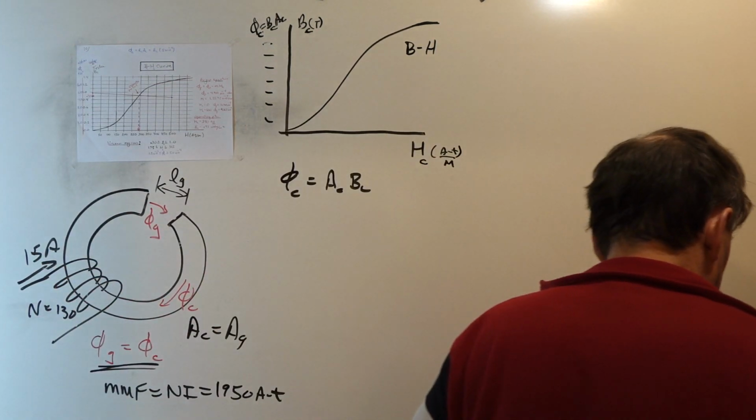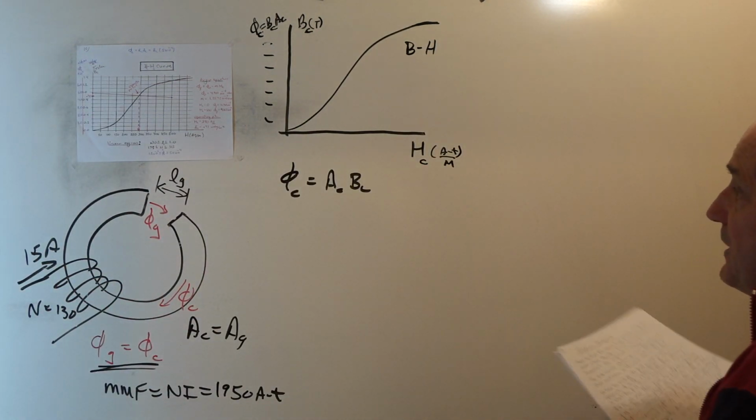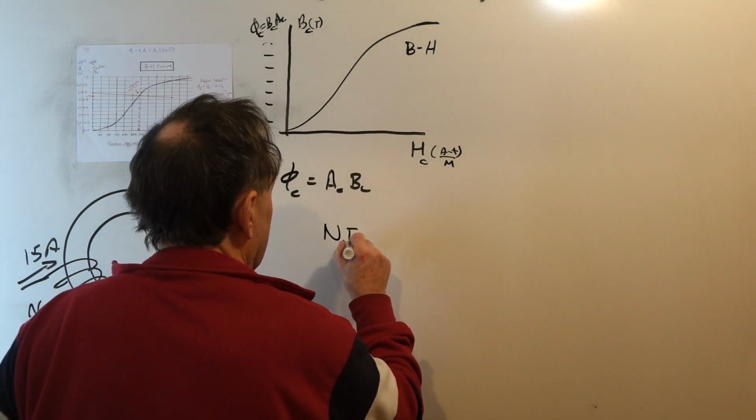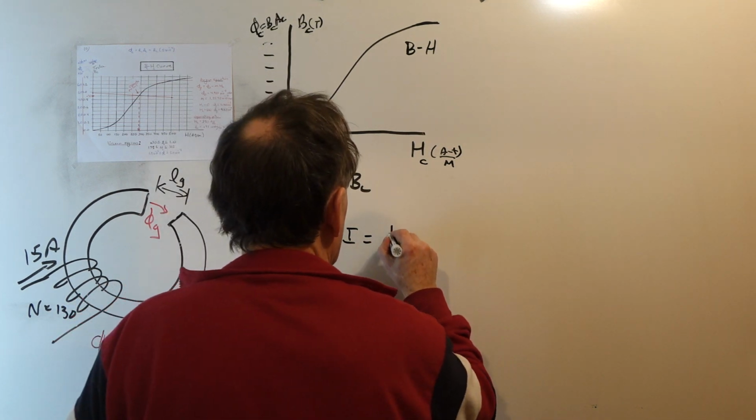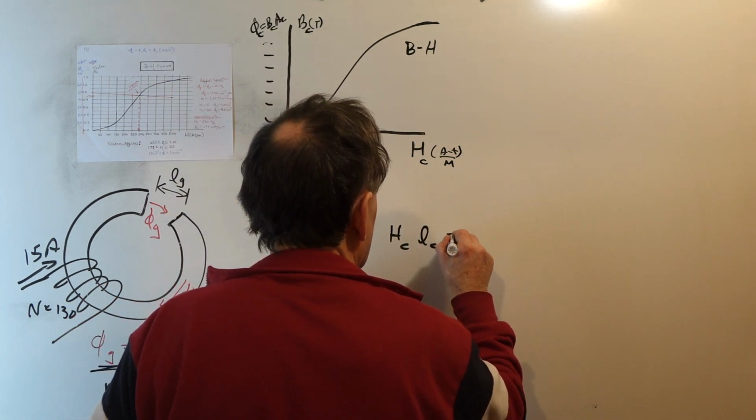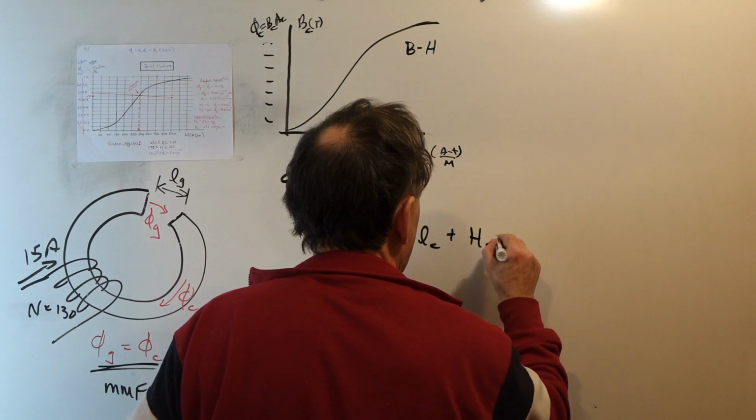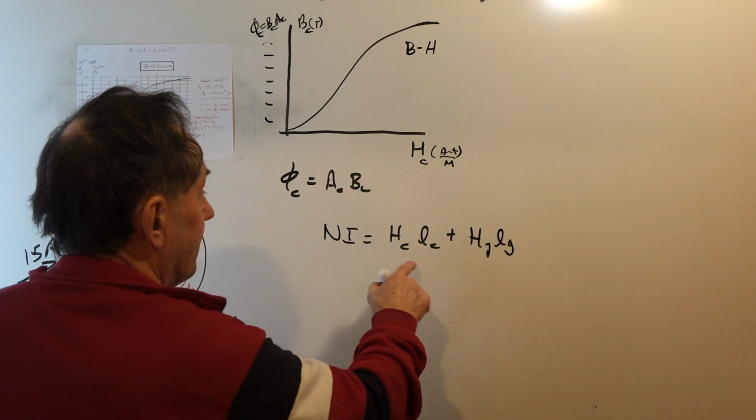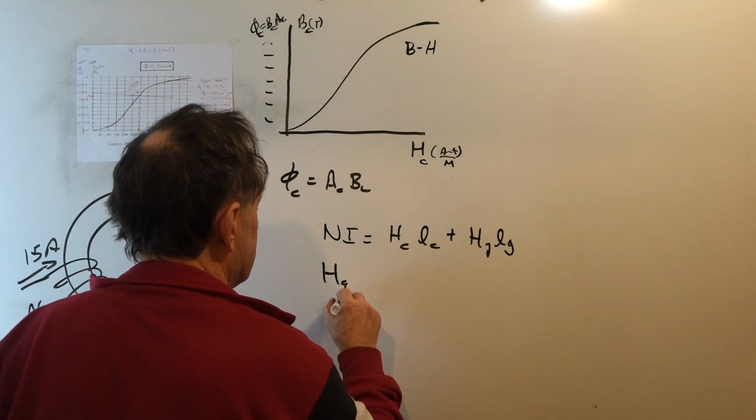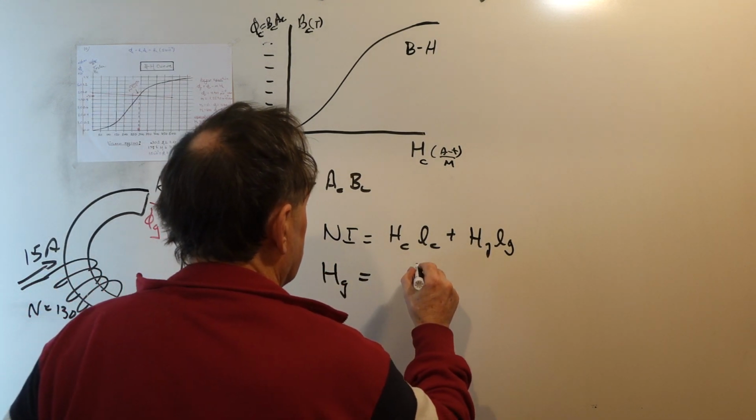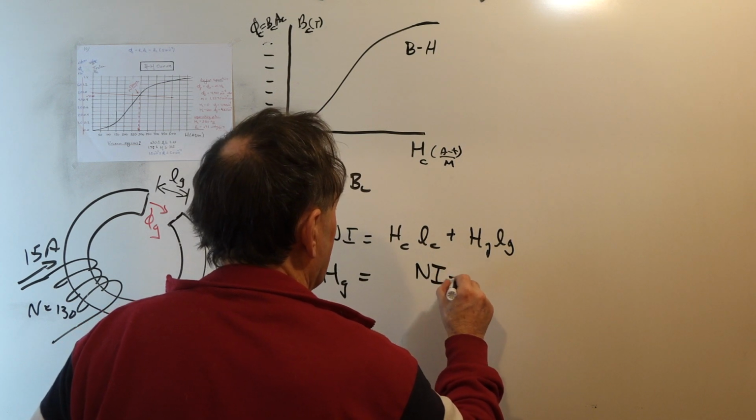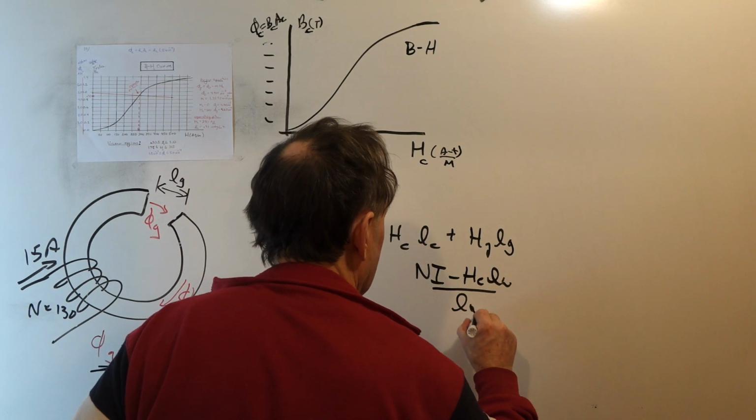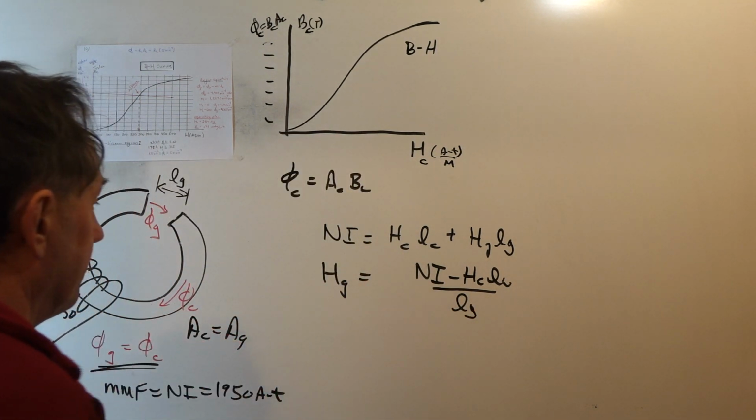And we need to find an expression for that. And the way we do that is we start with Ampere's law. We have Ni is equal to the H in the core times the length of the core plus H in the gap times the length of the gap. Let's solve for Hg, that is the H field in the gap. H field in the gap will be Ni minus HC lC, divided by the length of the gap.